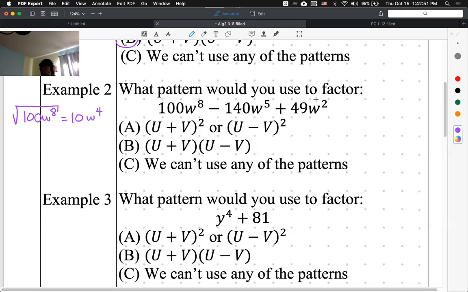Let's look at the last term, this 49w to the power of 2. I'm going to take the square root of 49w to the second power. Someone else. What is that? Who have I not heard from very much or at all? Kind of want to call on Sergio, but I'm going to call on Fernando. 7W, there it is. So, thank you.